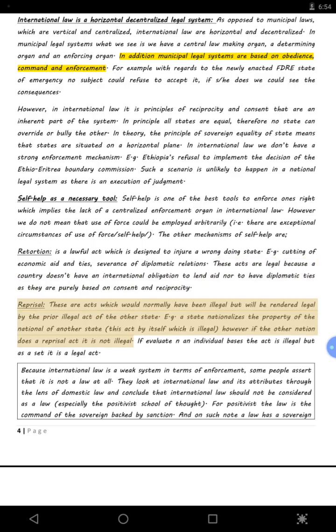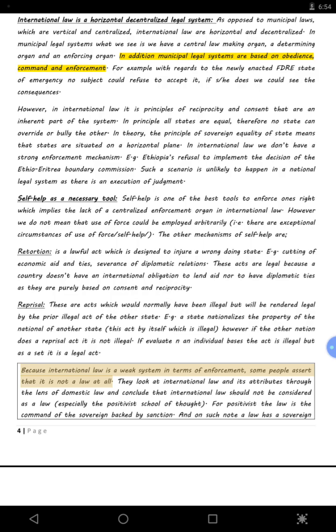Reprisal. These are acts which would normally have been illegal but will be rendered legal by the prior illegal act of the other state. E.g., a state nationalizes the property of the national of another state, this act by itself is illegal. However, if the other nation does a reprisal act, it is not illegal. If evaluated on an individual basis, the act is illegal, but as a set it is a legal act.